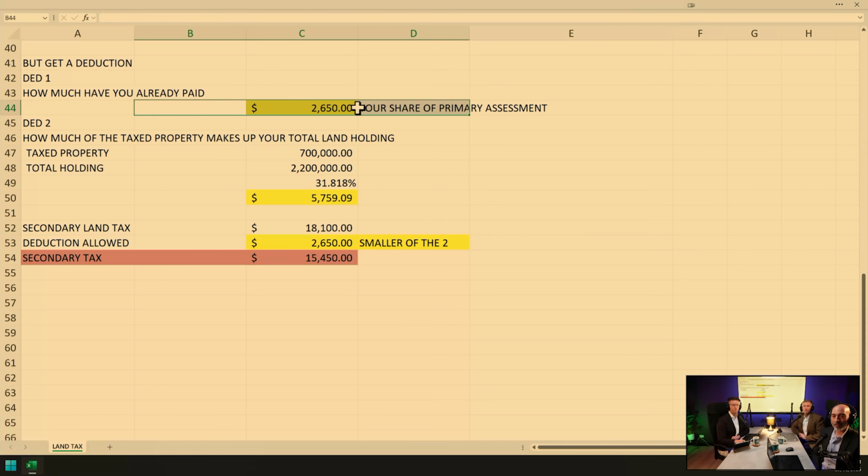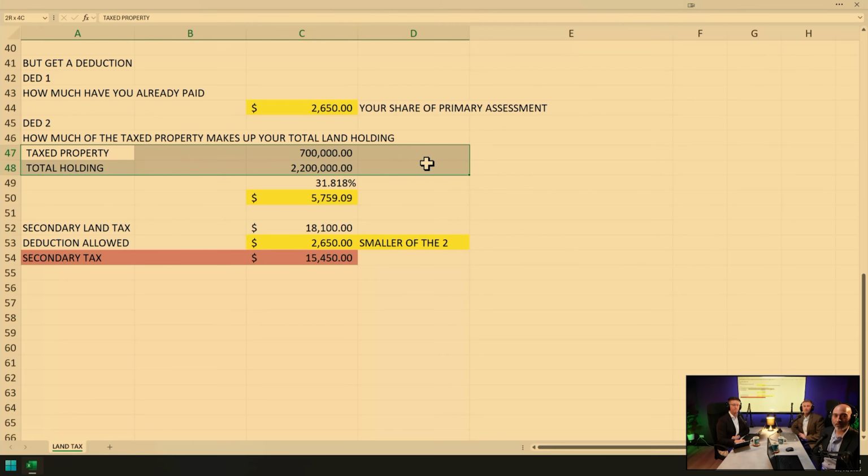The other way they work out the deduction is how much of the taxed property makes up your total holding. So the property that's already taxed is 700. Your total holding is 2.2, including 100% of the ownership. So it's 31% of the total owning has already been taxed. So the 5,700 is 31% of the 18 grand, yep.